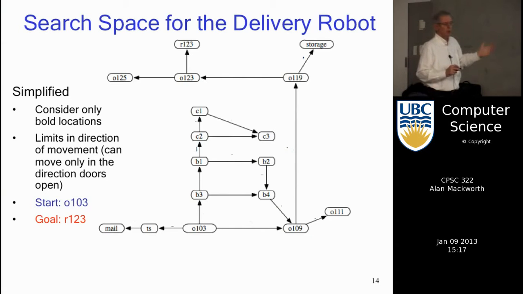But it could include more. It could include the orientation of the robot, whether or not it's carrying a package, etc. But for now, we just want to get it from there to there, so we just worry about the position in space. That's all we need to know about the state. And we're going to start here, and we want to get there. R1, 2, 3. Okay? So it's clearly a graph search problem.